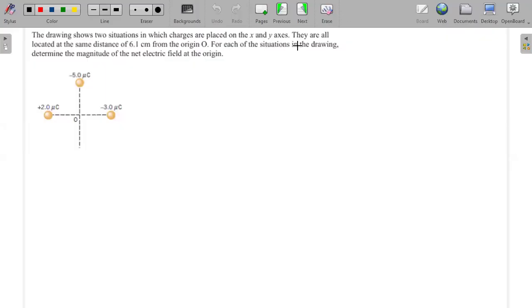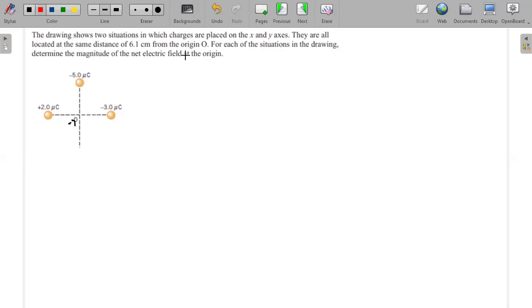So this question reads: the drawing shows two situations in which charges are placed on the X and the Y axis. They are all located at the same distance of 6.1 centimeters from the origin O. This is the origin here. For each of the situations in the drawing, determine the magnitude of the net electric field at the origin.